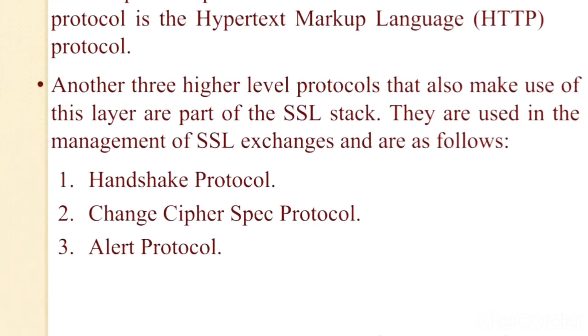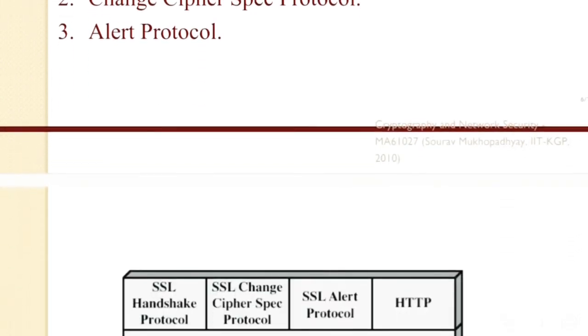An independent protocol that makes use of the Record Protocol is the Hypertext Transfer Protocol. Apart from this, here we are using another three higher level protocols that also make use of this layer and are a part of the SSL stack. They are used in the management of SSL exchange, and these protocols are Handshake Protocol, Change Cipher Spec Protocol, and Alert Protocol.